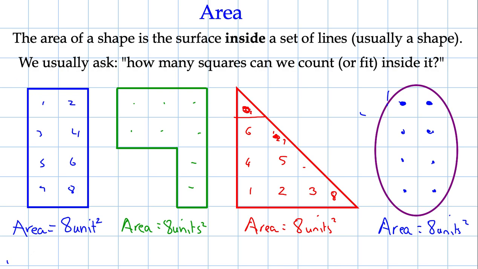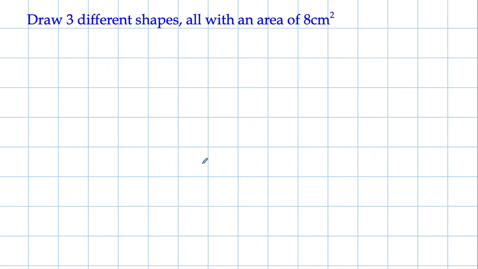Okay, so area is the surface inside. We can count the number of boxes it takes up, and we can write it out in terms of this kind of working here. Let's have a look at a couple of applications and draw 3 different shapes, all with an area of 8 centimeters. Well, I'm going to change that because all of mine were 8. So let's make it 12. No, in fact, let's just keep it simple, make it 6 square centimeters. Keep it nice and small, just so that it's a different number than mine.